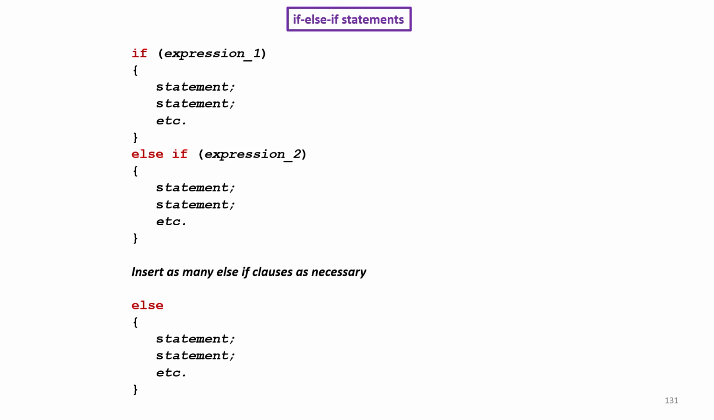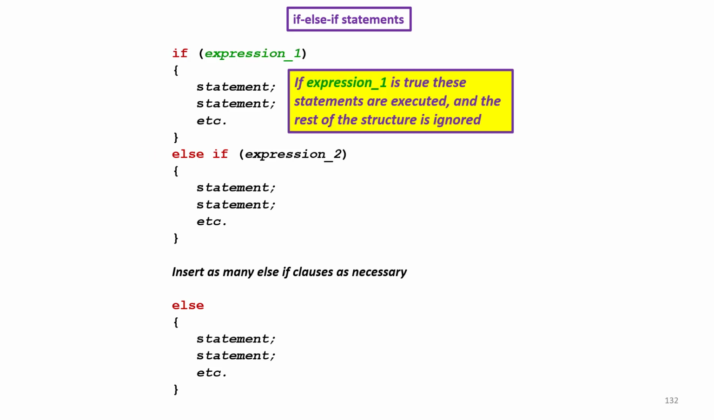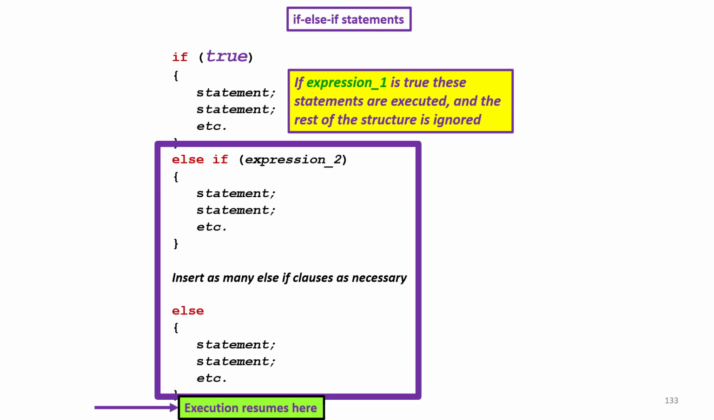Everything in red is a reserved word. The reserved words if and else can only be used exactly as Java requires. If expression 1 is true, all of the statements enclosed in the braces below it will be executed sequentially, and the rest of the structure, everything below it, will be skipped over, and execution will resume on the first line of code outside of the if-else-if structure.